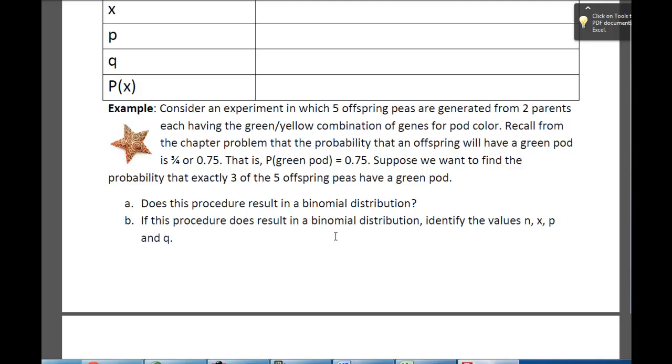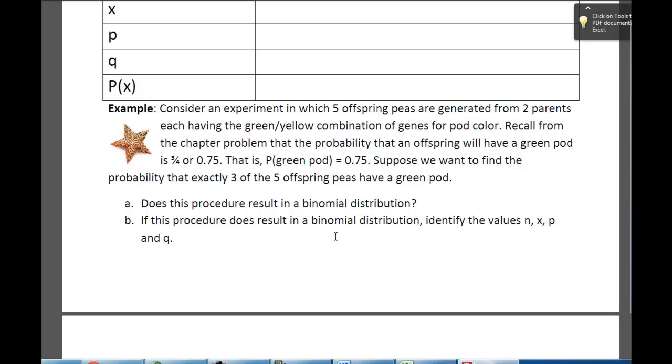Yes, the probability of getting a green pod is what? 0.75. Okay, and that comes from the tree diagram, which maybe we'll look at a little bit later, but they already gave us 0.75. And then finally, are the trials independent? Yes. Okay, they're all independent. So this meets all 4 requirements of the binomial distribution.